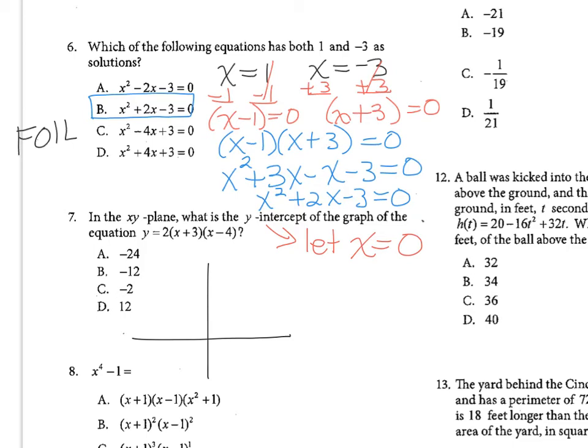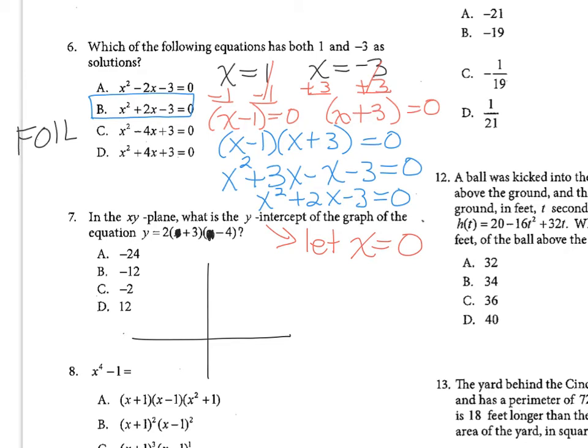X. They all have in common, X is what? 0. So when you're looking for the y-intercept, you want a point that has X equal to 0. So in my equation, I'm going to say X is 0. So I'm going to get rid of that. That is a 0. Which one are we on, 6 or 7? I'm in number 7.